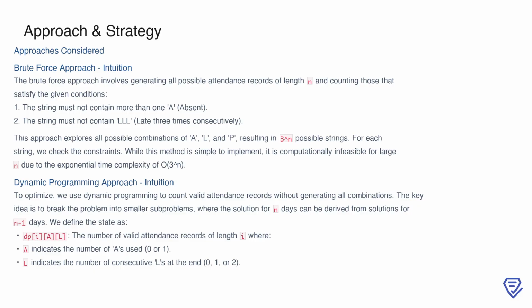To address this, we turn to dynamic programming. Instead of generating all strings, we break the problem down into smaller, manageable subproblems. The key insight is to define a state, represented as dp[i][a][l], where i is the length of the attendance record, a is the count of A's used so far, either 0 or 1, and l is the count of consecutive L's at the end of the record, ranging from 0 to 2. This state-based approach allows us to systematically build solutions for larger n by leveraging solutions for smaller n.